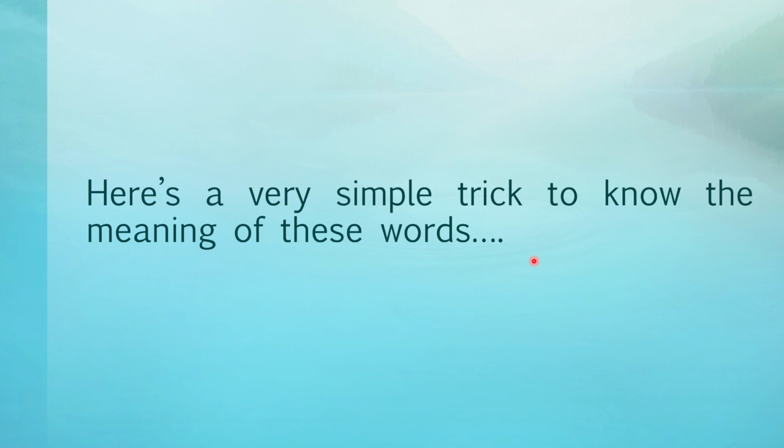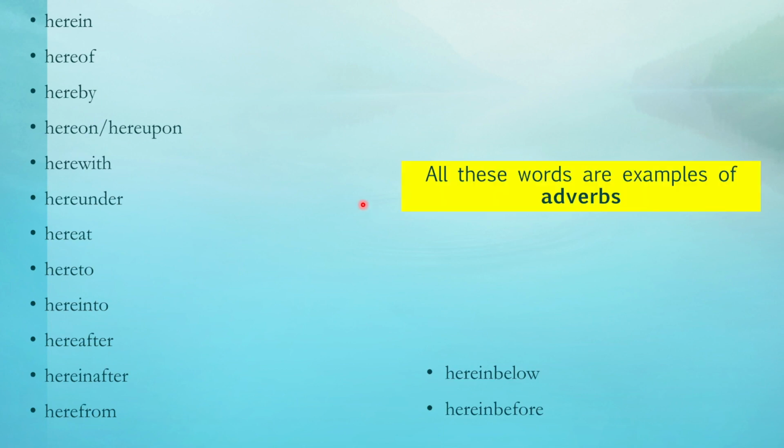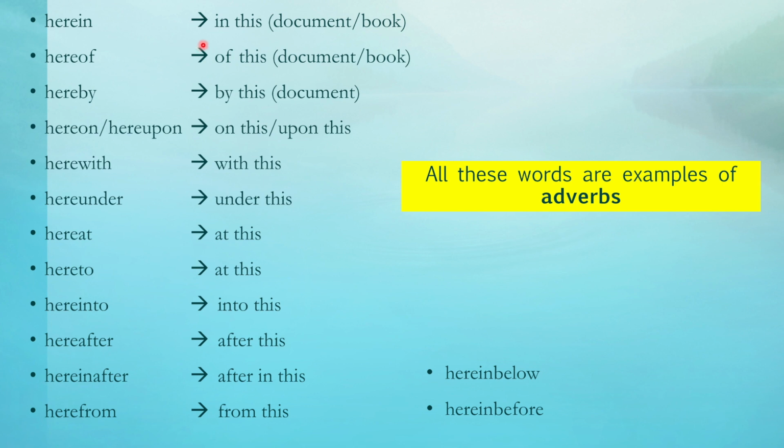Now coming to the simple trick to know the meaning of these words. First of all, we should know that these words are actually adverbs. So what are adverbs? Adverbs are those phrases which modify the meaning of a verb, an adjective, or of another adverb. Now coming to the trick by which you can decipher the meaning of these words. So this is the trick.